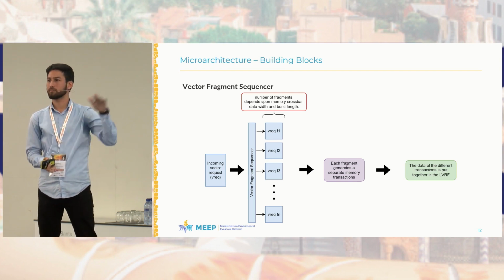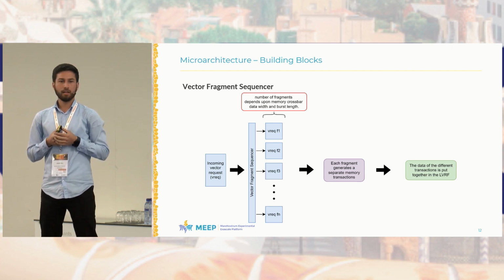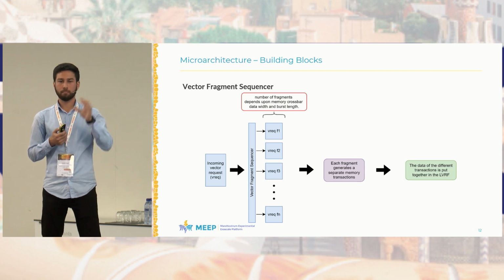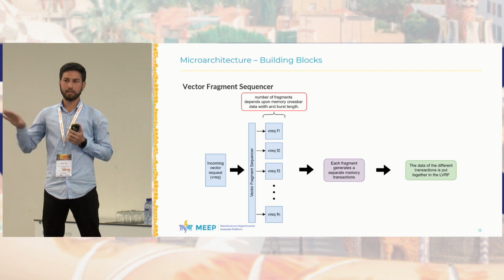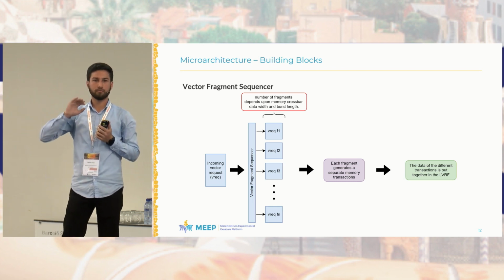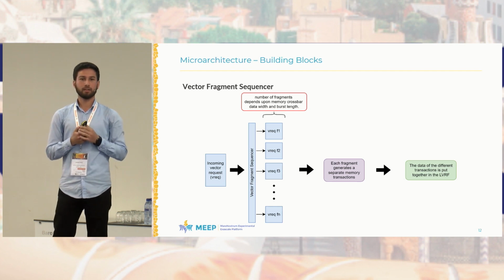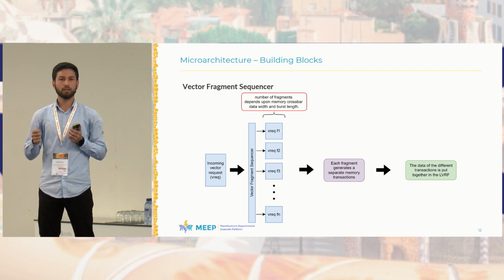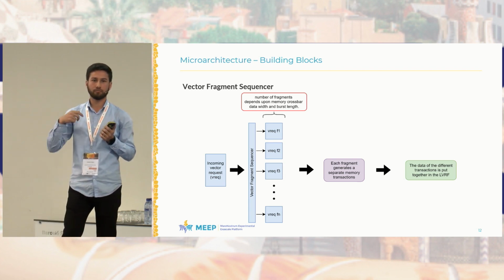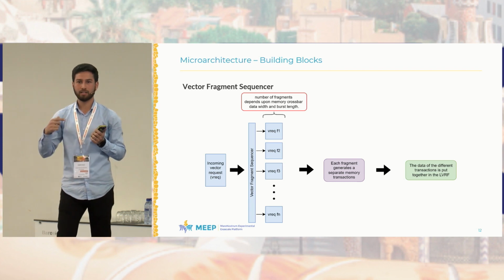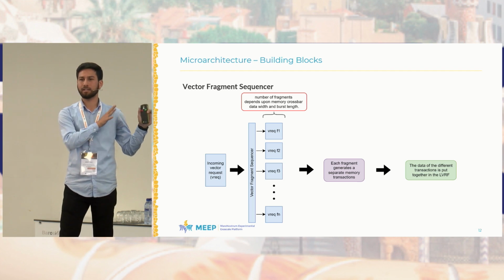You chop it down. But the question is, how many fragments? Who will dictate how many fragments we need for a particular request? The memory crossbar data width and the bus length will decide it, because you're going to write it to memory or read it from memory. So you need multiple fragments, and each fragment will generate a corresponding memory transaction. What you end up having, all the data from memory, from all the fragments, you pack them locally, and you write it to LVRF as a dense vector.